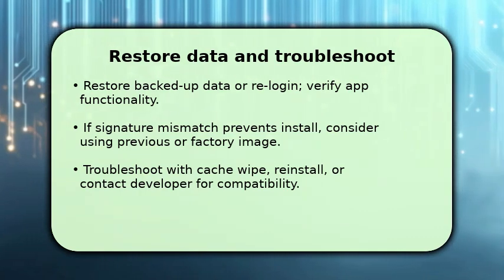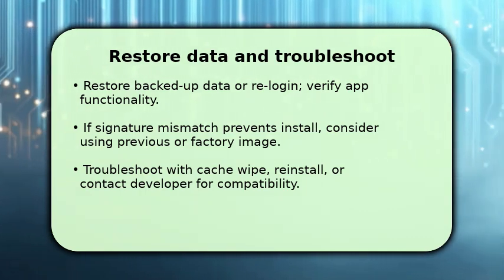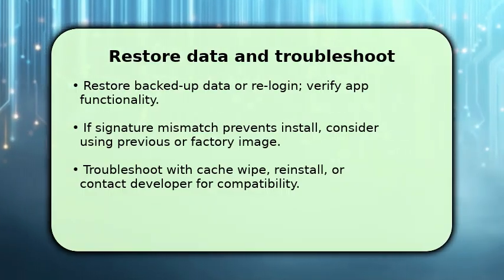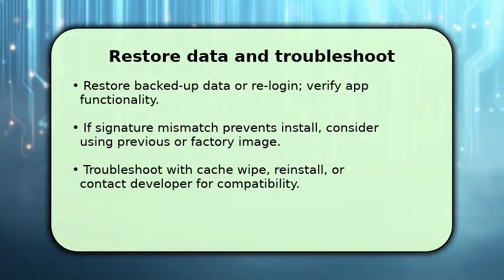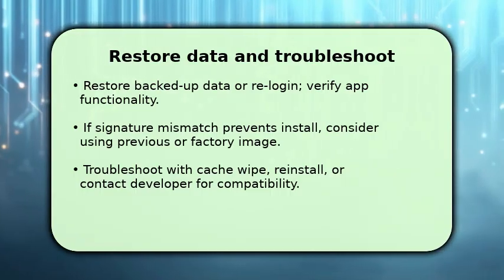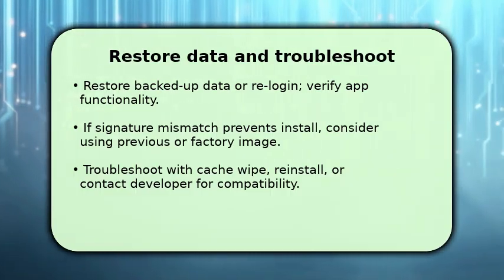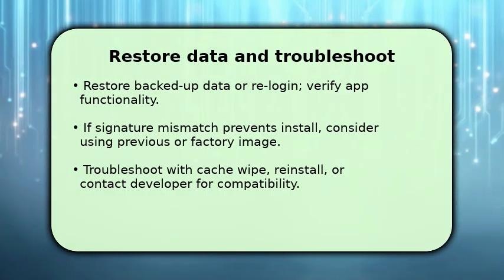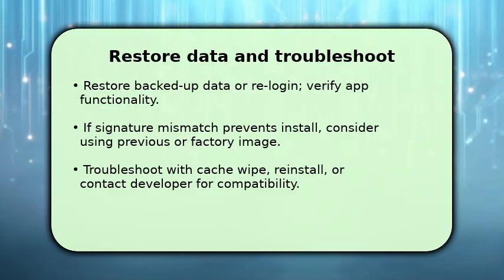If the APK failed due to a signature mismatch, you may need to use the Play Store to install an older build if available, or reflash a factory image for system apps, only if you accept data loss and know how. If the app crashes, clear cache and storage, reinstall, or check for compatibility issues. One key tip: if anything breaks, restore your backup.